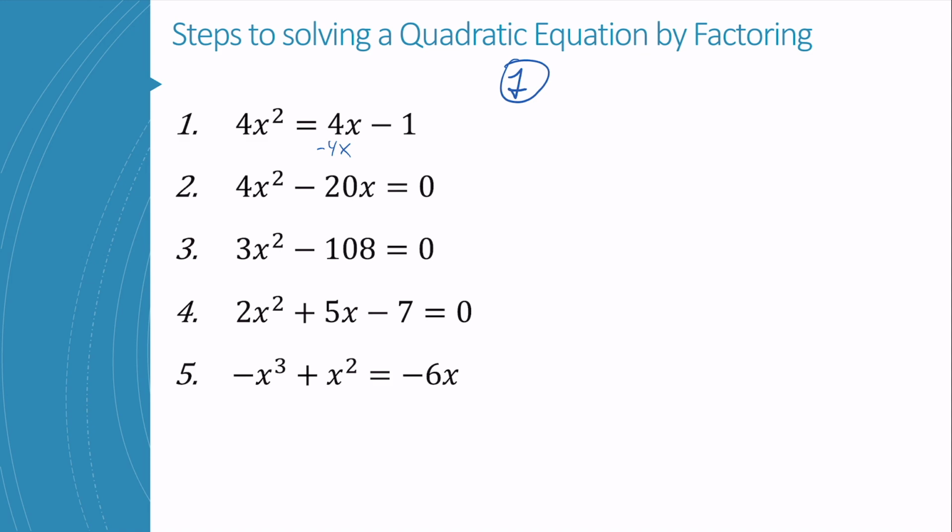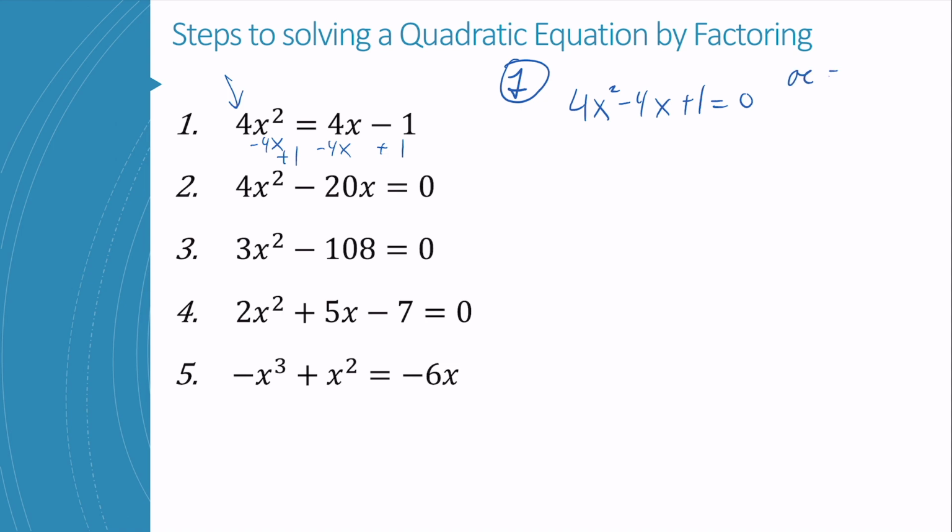So I'm going to move the 4x to the left, and I'm going to move the 1 to the right. And the reason I didn't move the 4x squared is I didn't want to deal with a negative leading coefficient, because remember, we really don't like those. So I'm going to have 4x squared minus 4x plus 1 equals 0.